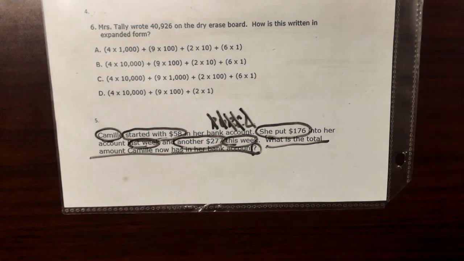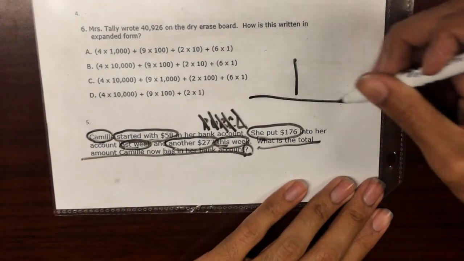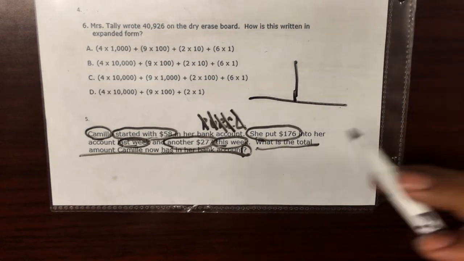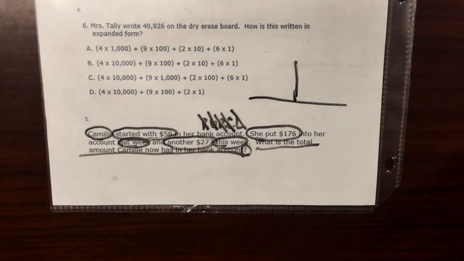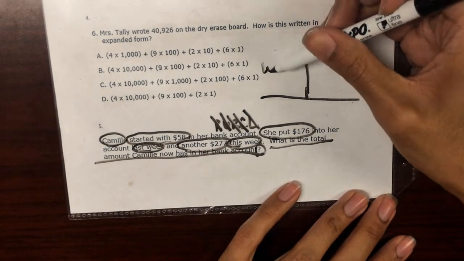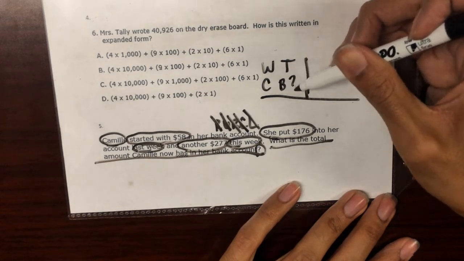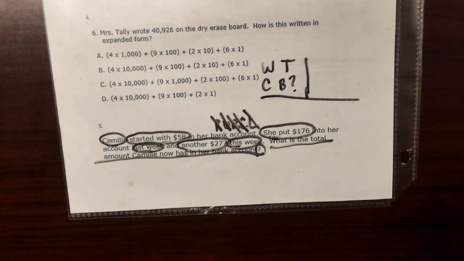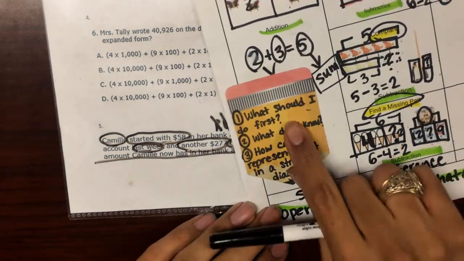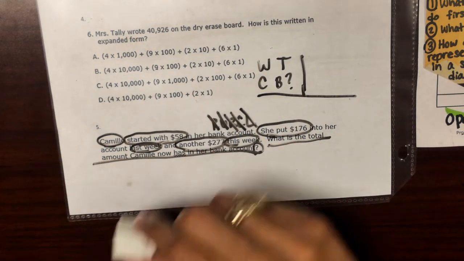Well, the main idea. There's not a lot of space down here, so I'm going to do my three-step process up here. If you don't have room, just put the three-step process somewhere else on the paper where there's more space. I'm going to start with the main idea. What is the total that Camille has at her bank now? And now I need to think about the things that I know. What do I know? Well, I know that Camille started with $58 in her bank account.